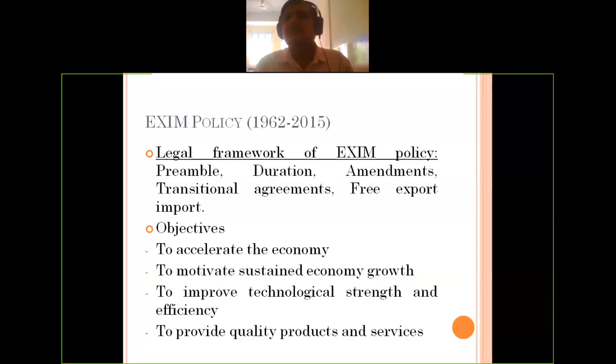So here we need to understand that the legal framework of EXIM policy consists of a preamble, that's a leading note, which covers what EXIM, export and import trade activities are, how to tackle export and import activities, who can start, and all the modes of approach with respect to the legal framework in the preamble.